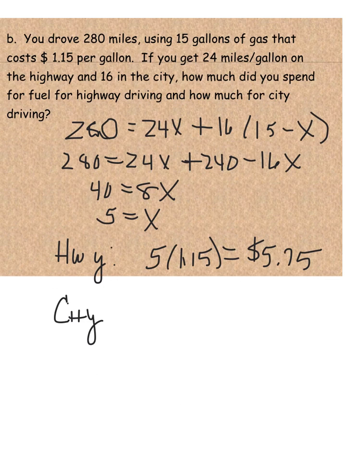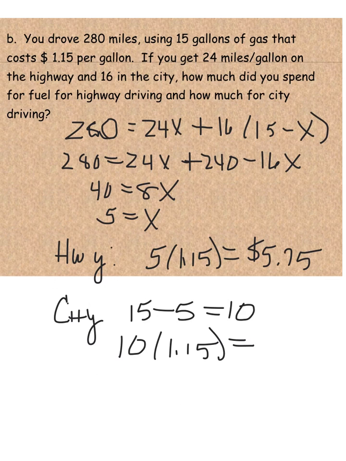And then for the city, we're going to use the 15 gallons of gas minus the 5 gallons of gas. So 15 was the total, 5 for the highway. So 15 minus 5 equals 10 gallons for the city. So that gives me 10 times the $1.15 that it cost me to buy the gas, and that gives me $11.50 for the city.